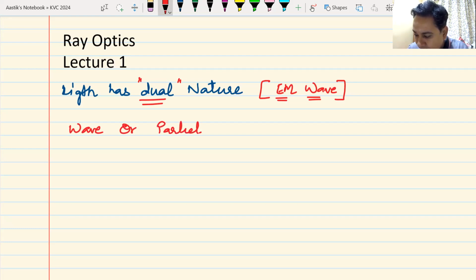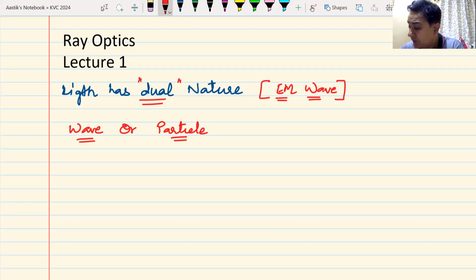Whatever you talk about, it will fall in either one of these categories. Either it will be a wave or it will be a particle. Now, what is the difference between a wave and a particle? Wave is a wave, particle is a particle. You can say this, but what is the difference theoretically? Can anyone explain? What do you mean by a wave and what do you mean by a particle? Anyone in the class can tell me what is the difference between a wave and a particle?